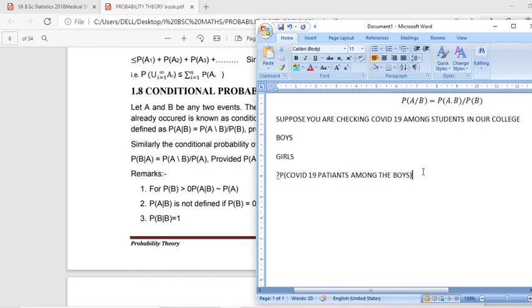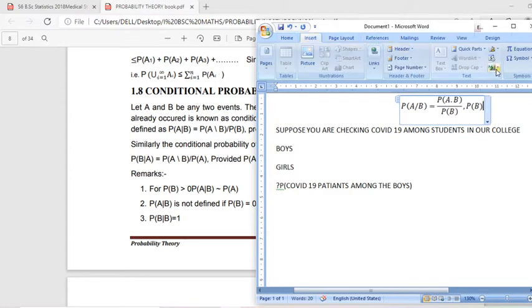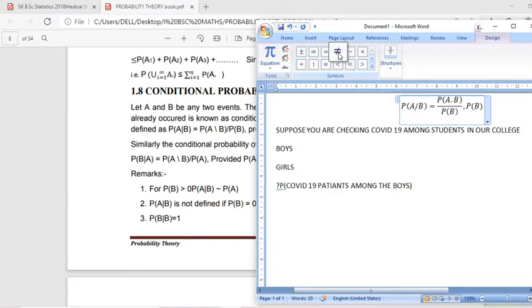So what is the formula? You can use this formula, and the condition is that probability of B is not equal to 0.